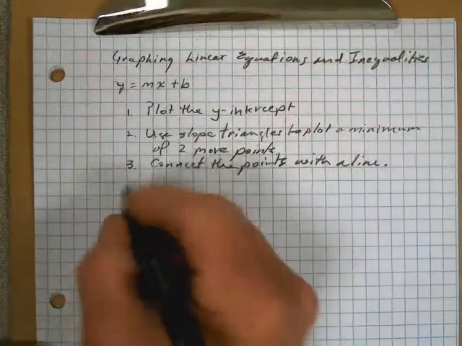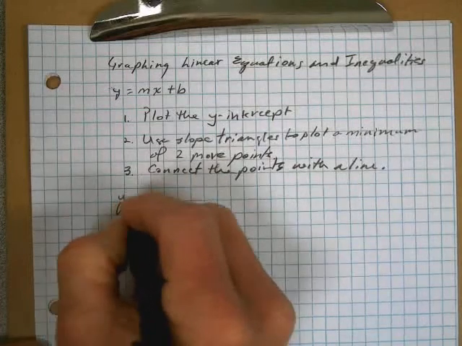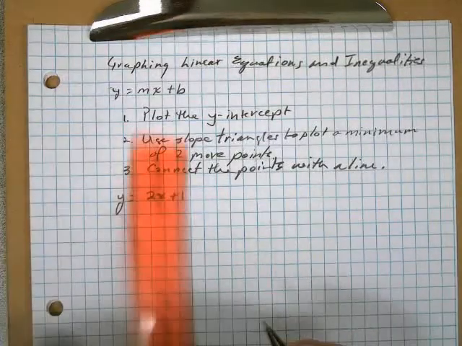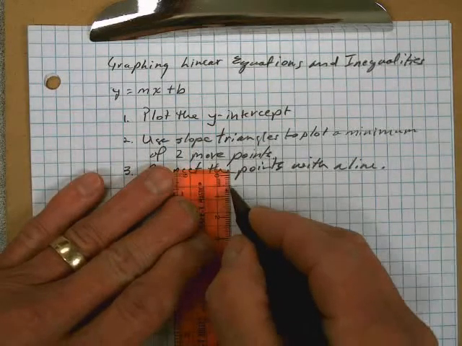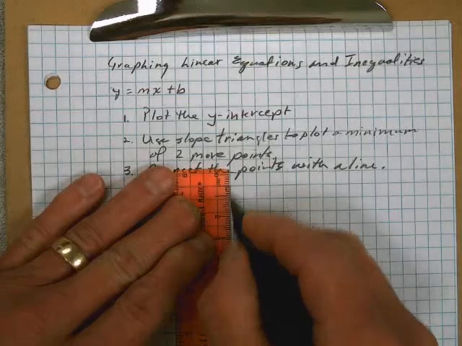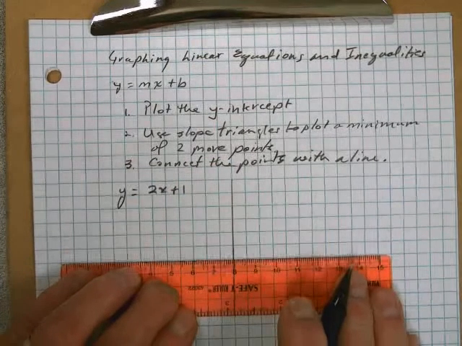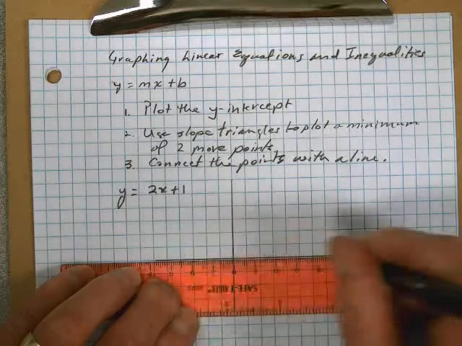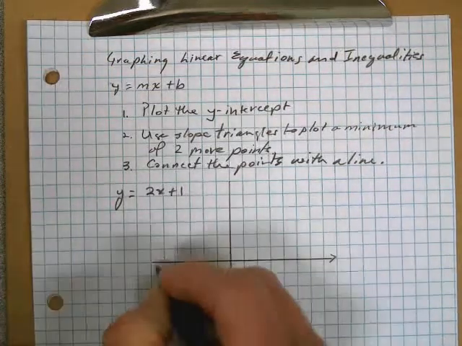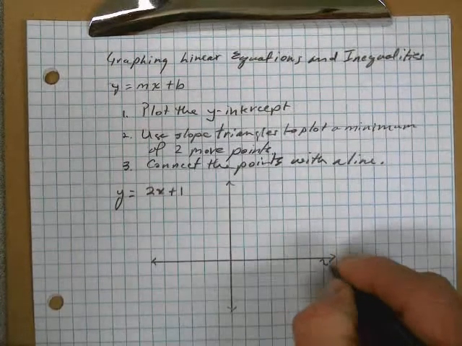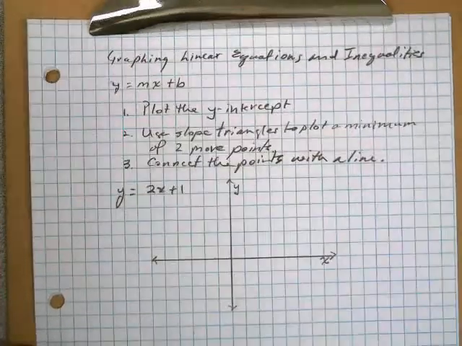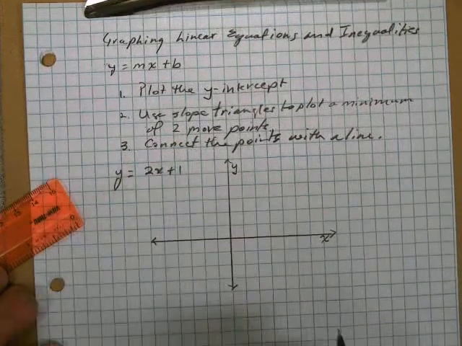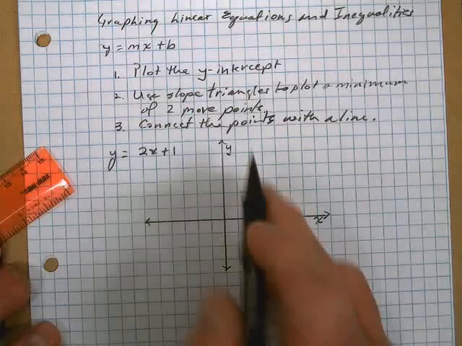Let's suppose, now we're going to practice, let's suppose we are given the equation y equals 2x plus 1. Something really simple. Draw a coordinate plane. Label your x and y axes. And so now we're ready to begin with the 3 steps. Number 1, plot the y-intercept.